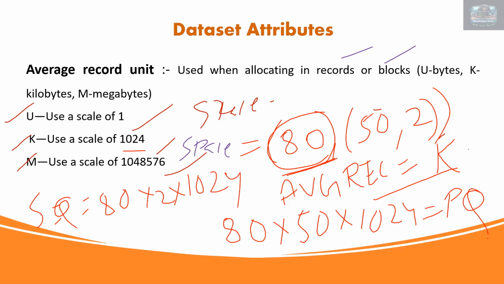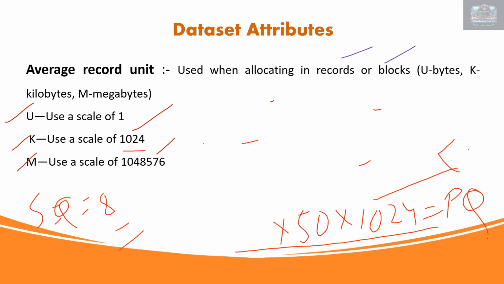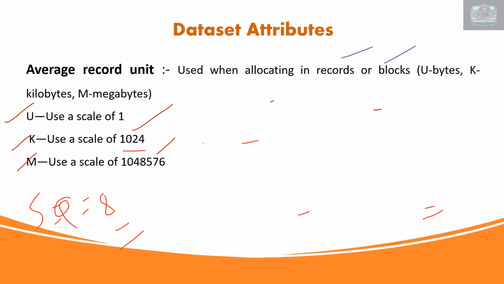So it comes in that way. This much primary quantity will be allocated at once, and this much secondary quantity will be used when it is required. So that's how average record unit is specified when you're giving records or blocks, and you have to specify this parameter called average rec so that it knows how to calculate, whether it should be 1024 or 1048576.